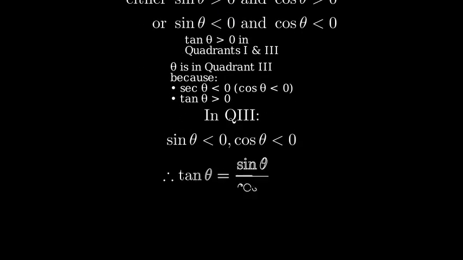To verify this, in quadrant 3, both sine and cosine are negative, which means tangent, sine over cosine, is positive. And since cosine is negative, secant, 1 over cosine, is also negative. This confirms our answer.